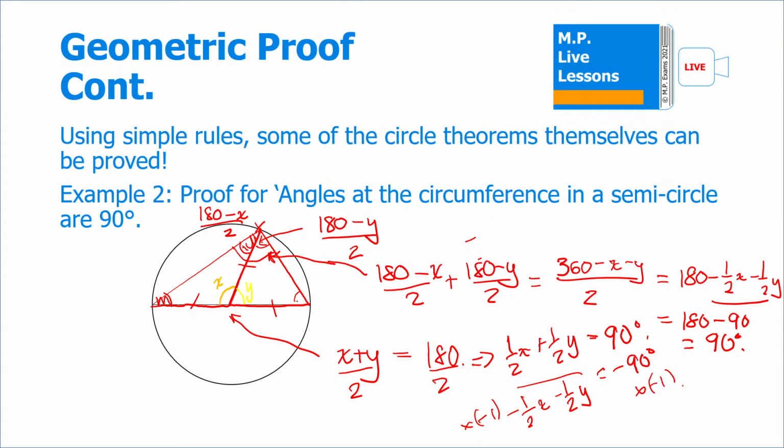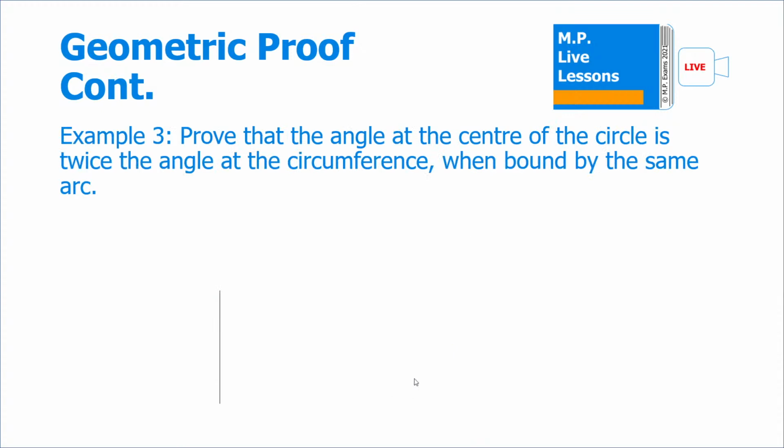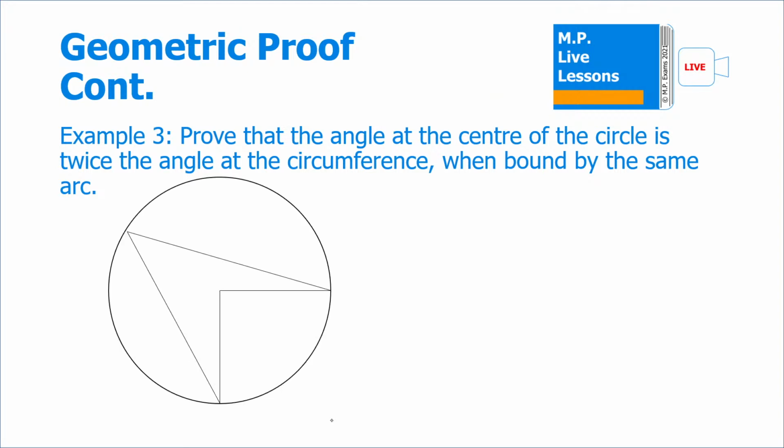Now, here's another example of geometric proof. So, prove that the angle at the center of a circle is twice the angle at the circumference when bound by the same arc. So I've got the diagram here again. Now, this is our angle at the center, and this is the angle at the circumference. So if I label these x and y again, let's have this angle here. This would be, since angles around a point add up to 360, 360 minus x minus y.